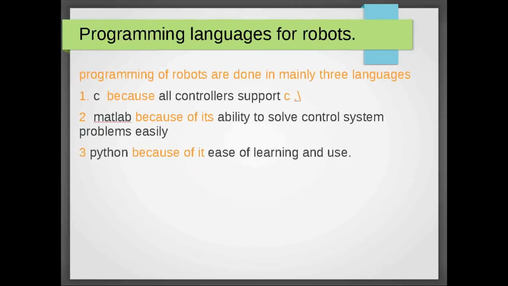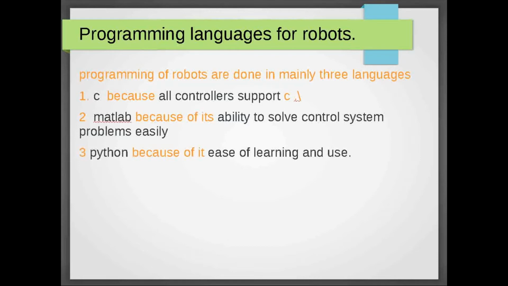Programming languages used for robots. Programming of robots is done mainly in 3 languages. Number 1, C. Basically, all controllers support C. That is the main reason why we use C in programming. For example, you know Arduino, it is programmed in C. You have 8051, or if you are trying to program any Atmel controllers using Atmel Studio, then you will be programming them using C also.